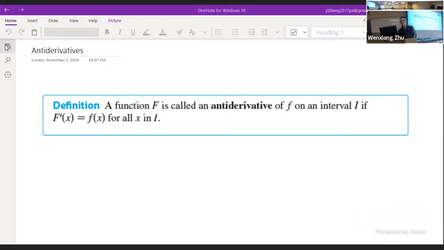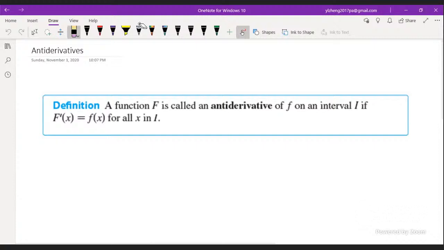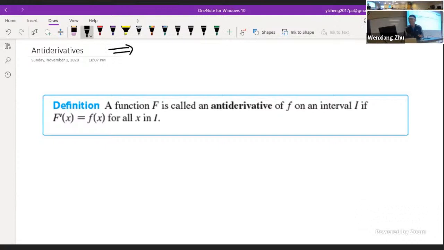So let's give the definition, antiderivative. That means you're going back instead of doing the derivatives. You go backwards. Some other books also call this antiderivative, and it is equivalent to saying you are doing so-called indefinite integrals. So now what's the definition?